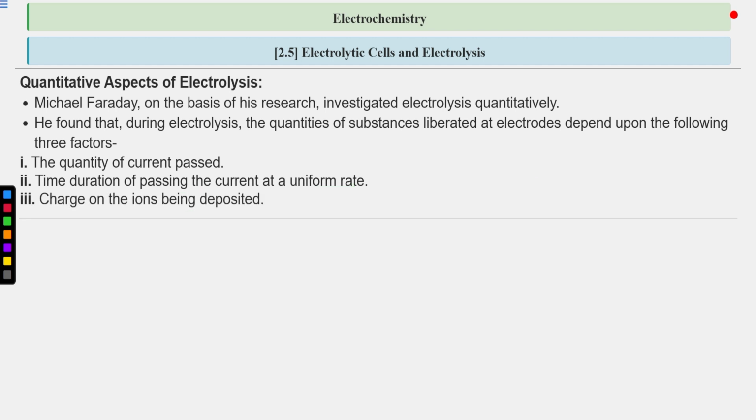The third factor is the charge on the ions being deposited. Now the ions which are deposited over the electrodes, two electrodes are present, one cathode, one anode. So what is the charge which is depositing on the electrodes? That will also affect the liberation of the substance at the electrode. So these are the three factors as per Michael Faraday's research or investigation.